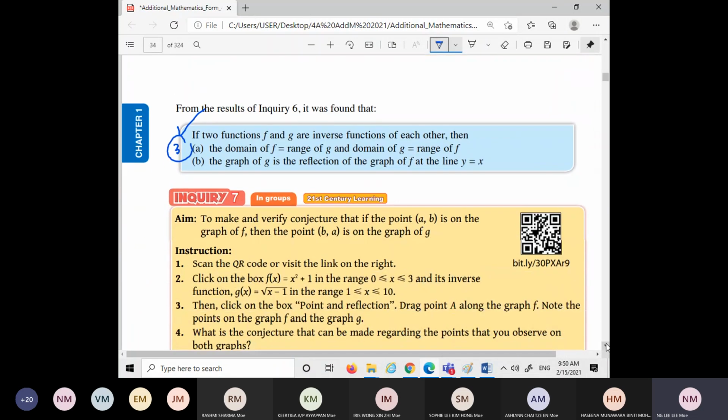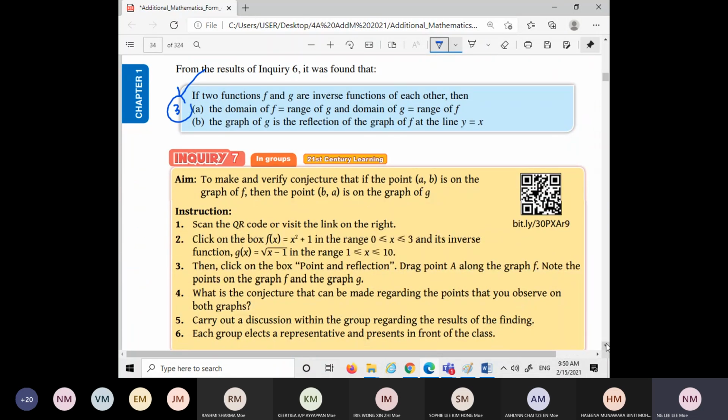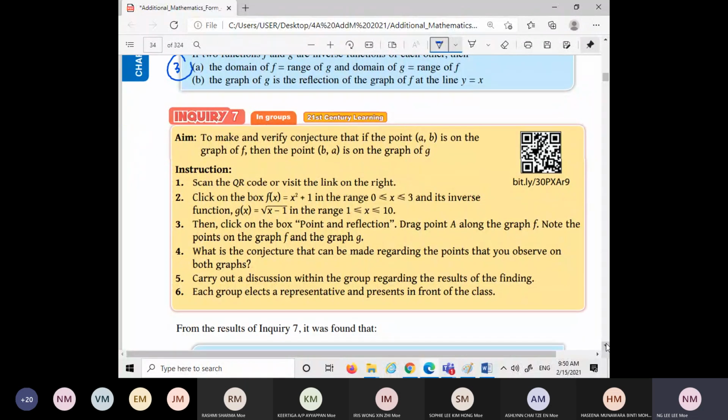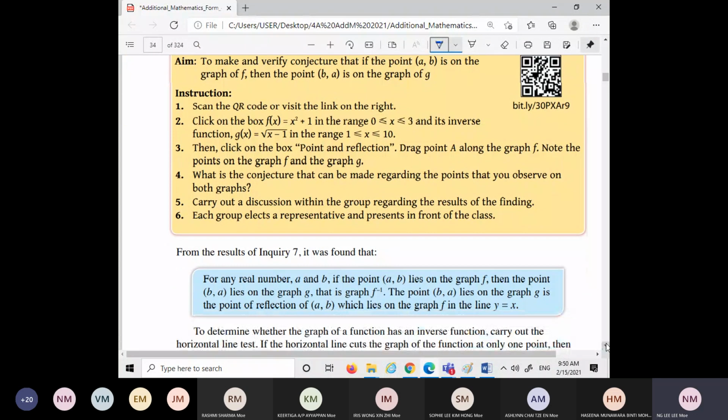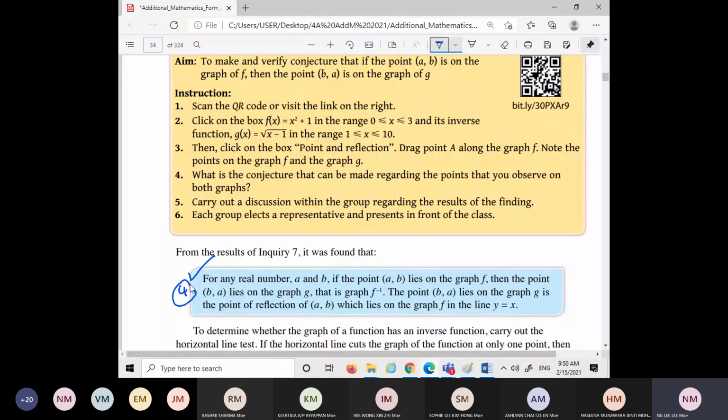You see, there are so many properties for these inverse functions. Then we come to the fourth properties. Property number 4 is here. This one is number 4. This one I can try. Let us look at this website.